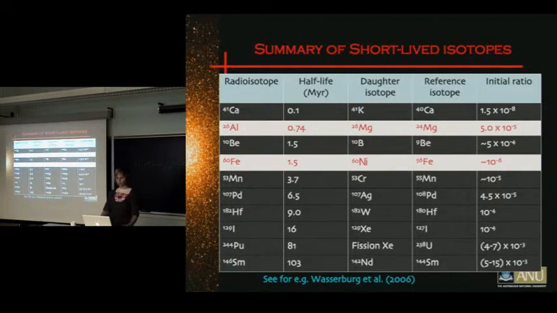The half-life is just how long it takes. It just says, for example, that it takes 3.7 megayears for a sample of manganese-53 to reduce its abundance by half, essentially. You could have had many half-lives and you end up with the initial ratio. Well, there is a bit of modelling to find the inferred value, I suppose.